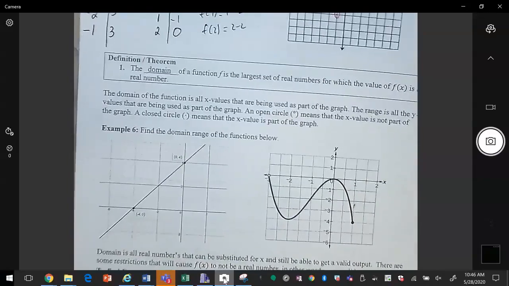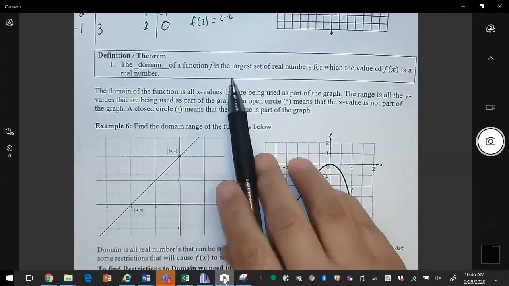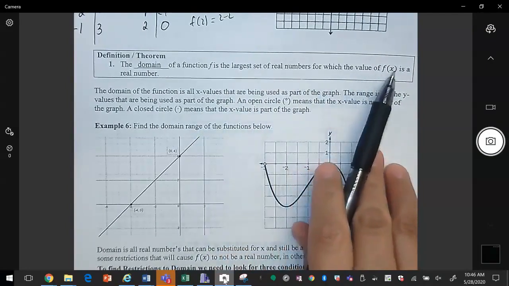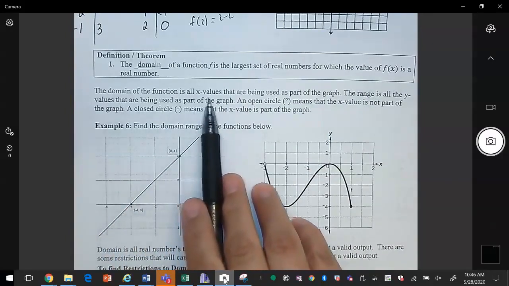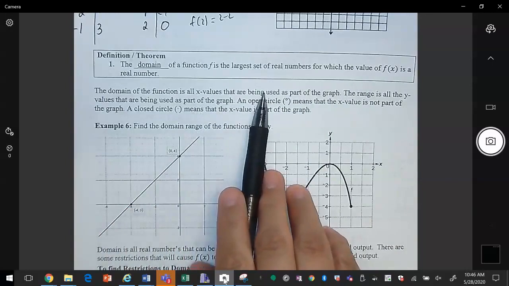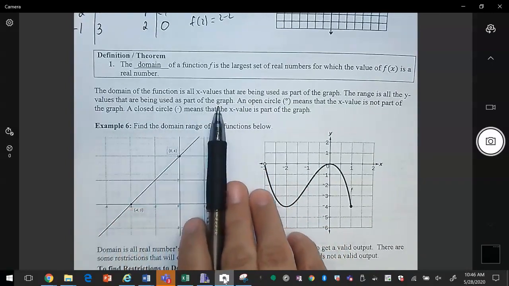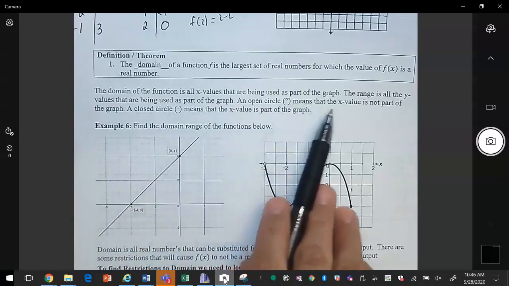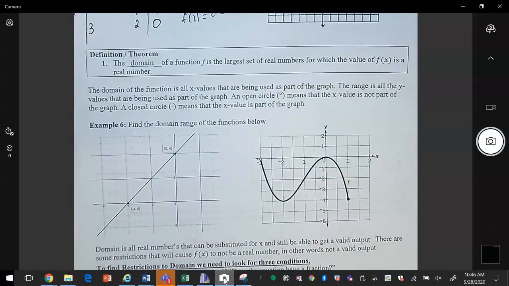Domain is going to be important for the rest of the semester. And so here, the domain, again, is the largest set of real numbers for which the value of f of x is a real number. The domain is all the x values that are being used as part of the graph. The range is all the y values that are being used as part of the graph. And an open circle means that the x value is not part of the graph, and a closed circle means that it is part of the graph.